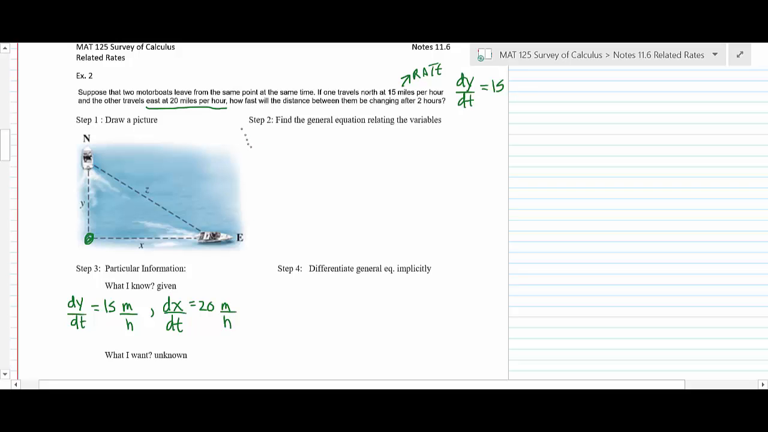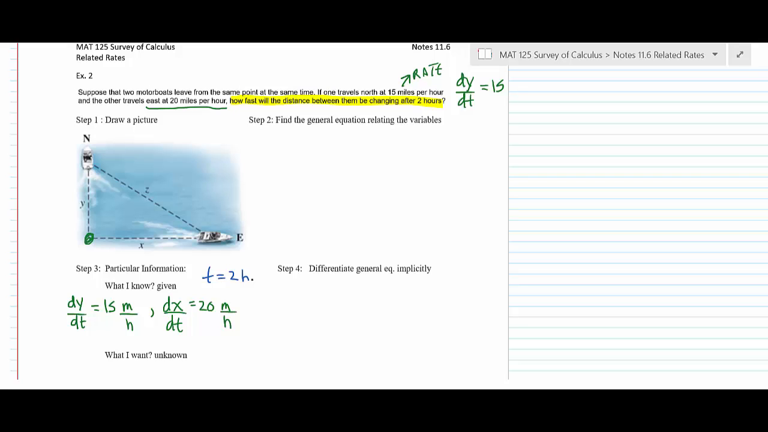Then it says how fast, let's look at what we're trying to find. How fast will the distance between them be changing in 2 hours? Well, first of all, another unknown is time is 2 hours. Okay, that's what that is, okay? Now, remember, you're trying to find a rate. How would you write that rate? What is that rate? dz over dt, because it says how fast is the distance between them changing, and that's z.